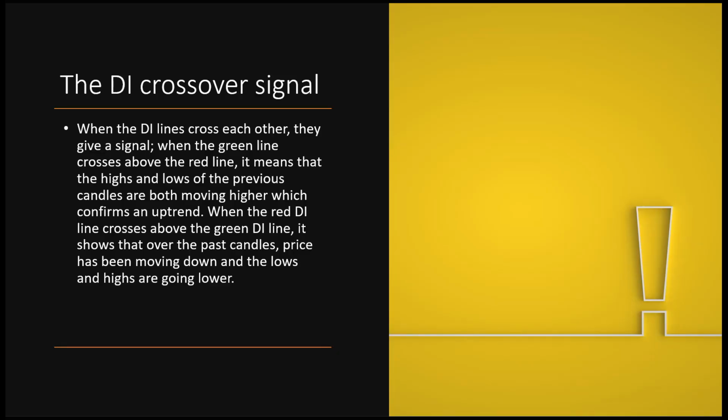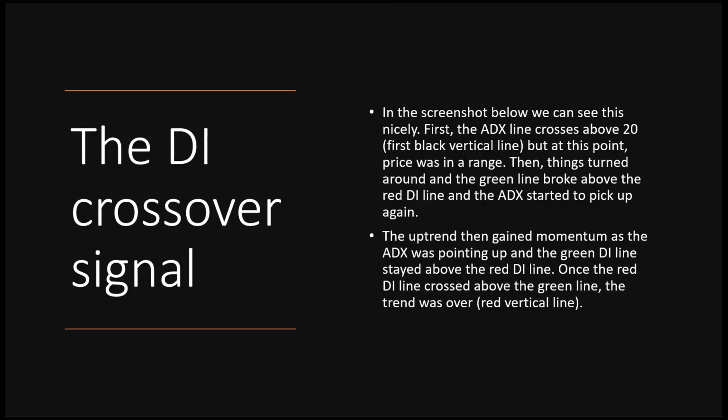Now, the DI crossover signal. When the DI lines cross each other, they give a signal. When the green line crosses above the red line, it means that the highs and the lows of the previous candles are both moving higher, which confirms an uptrend. When the red DI line crosses above the green DI line, it shows that over the past candles, price has been moving down and the lows and the highs are getting lower. And what's the definition of a downtrend? Lower lows, lower highs.